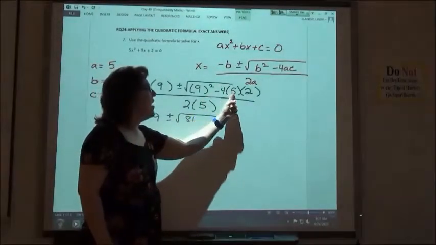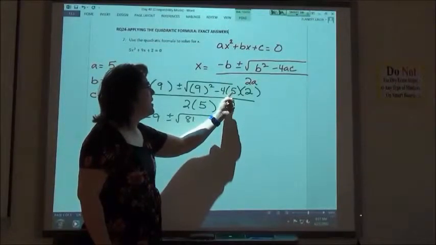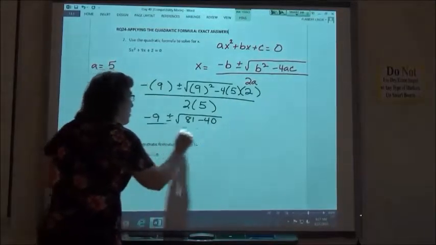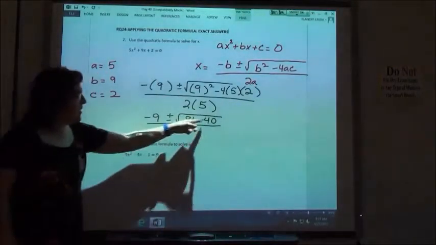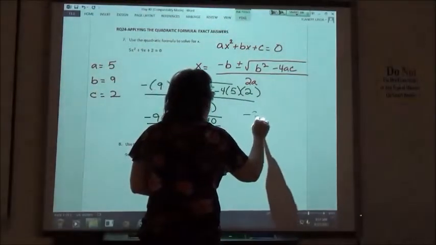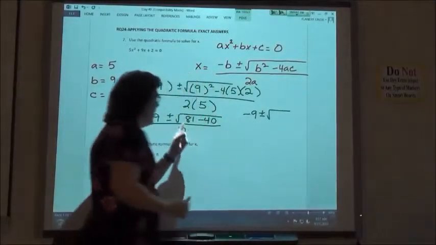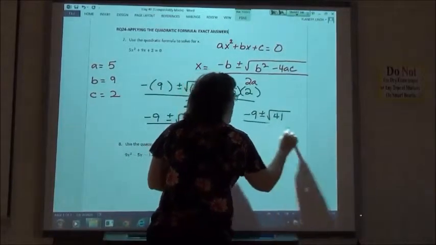Minus 4 times 5 times 2. Minus 4 times 5 would be minus 20. Negative 20 times 2 is minus 40. All over 2 times 5, which is 10. I'm then going to do my subtraction underneath my square root. So I have negative 9 plus or minus the square root of 81 minus 40, which is 41, all over 10.